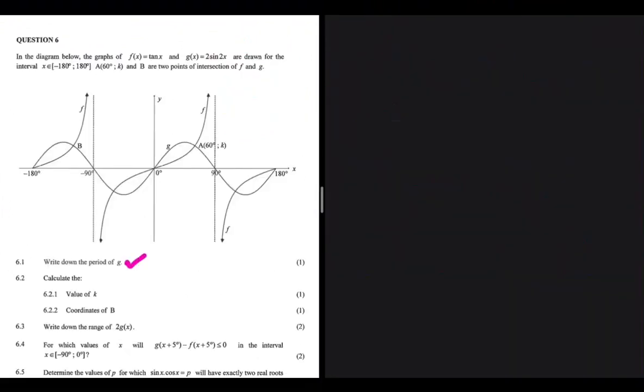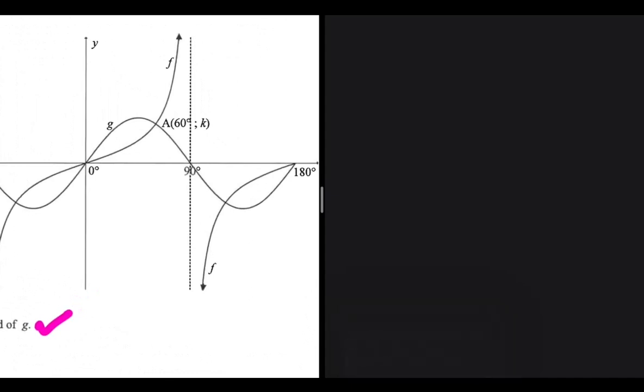Write down the period of g. What is the period? The period is the time it takes to complete one cycle. So let's go ahead and take a look at g. As you can see, from x equal to 0 to x equal to 180 degrees, we have one complete cycle. The graph completes itself once. So that is the period of g. It is 180 degrees. It takes 180 degrees for the graph to complete itself.